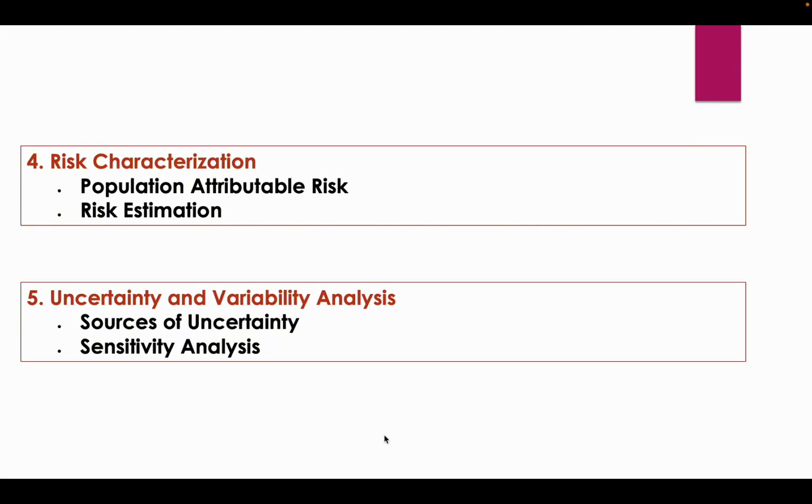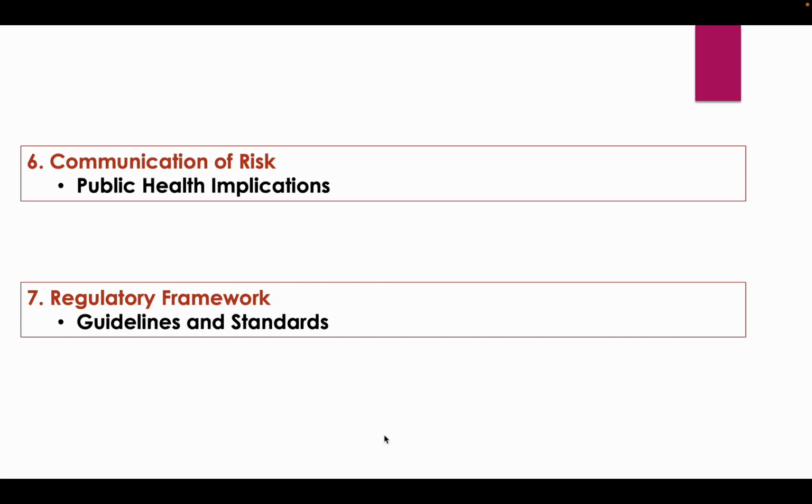And then as for the fifth one, we have uncertainty and variability analysis. So, we have the sources of uncertainty and sensitivity analysis. So, for the sources of uncertainty, we will identify the uncertainties in the dose-response relationship, the exposure estimates, and the biological responses. And as for the sensitivity analysis, we will conduct sensitivity analysis to understand how changes in these assumptions affect the risk estimates. And then the sixth one is the communication of risk.